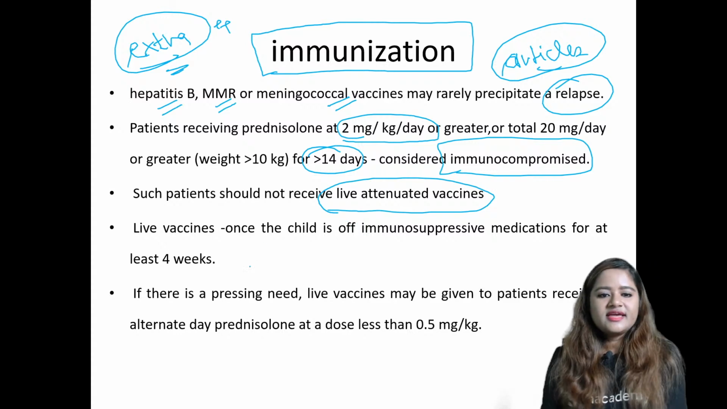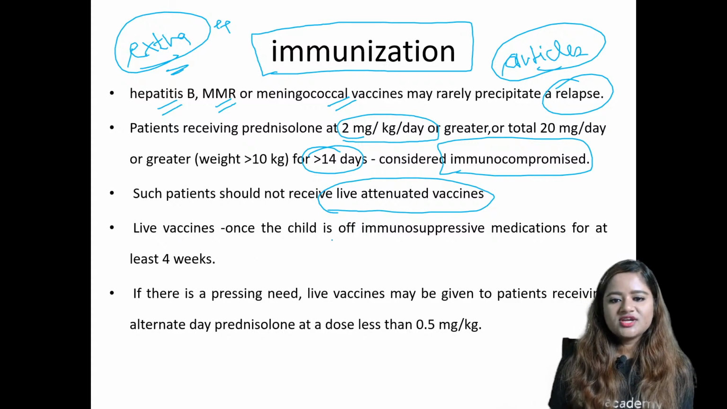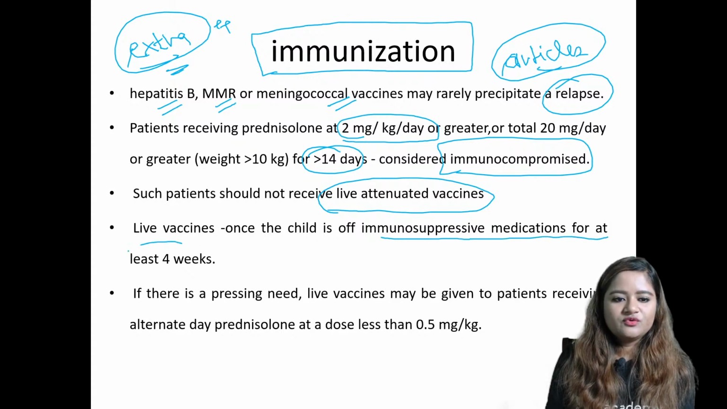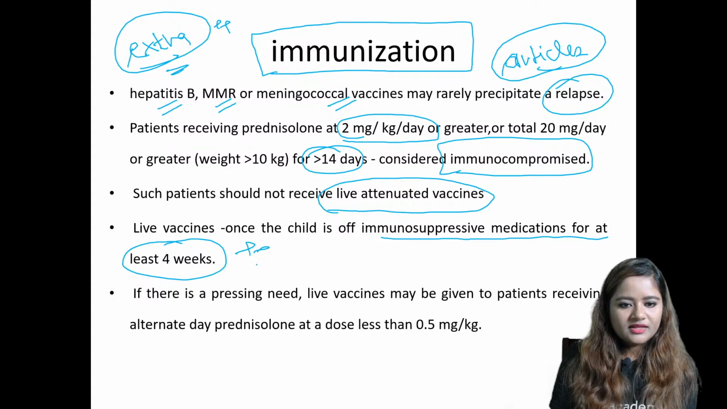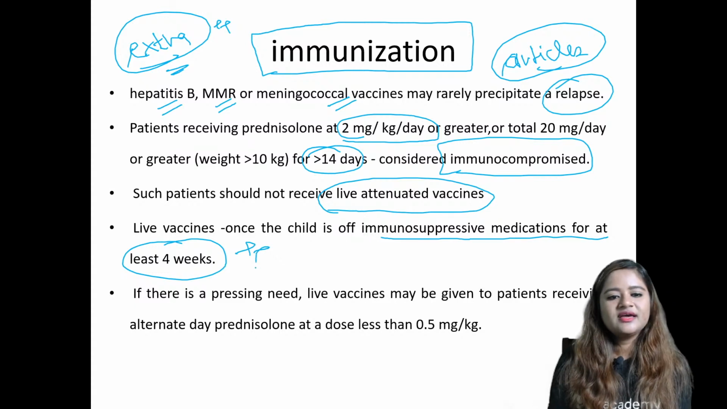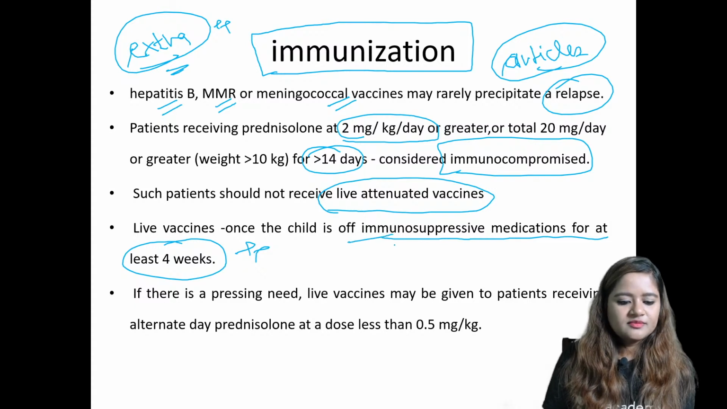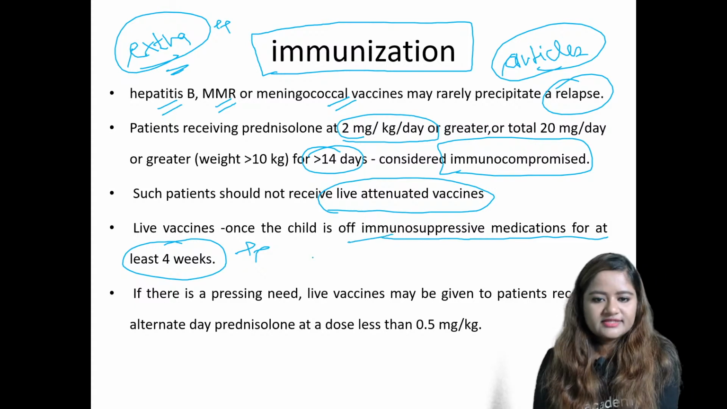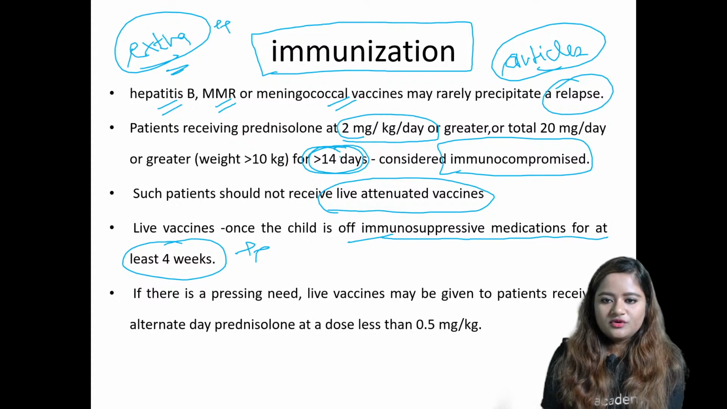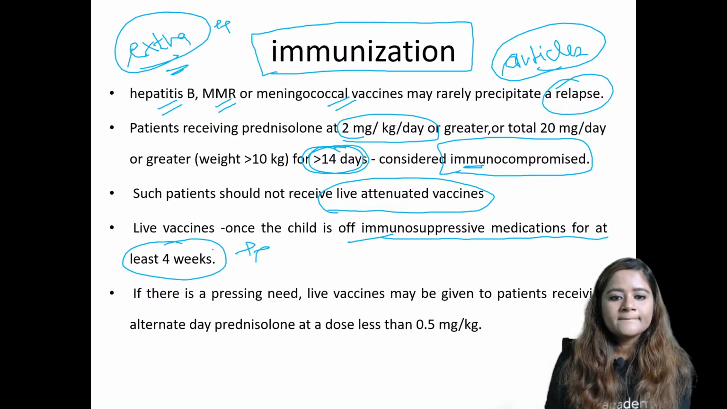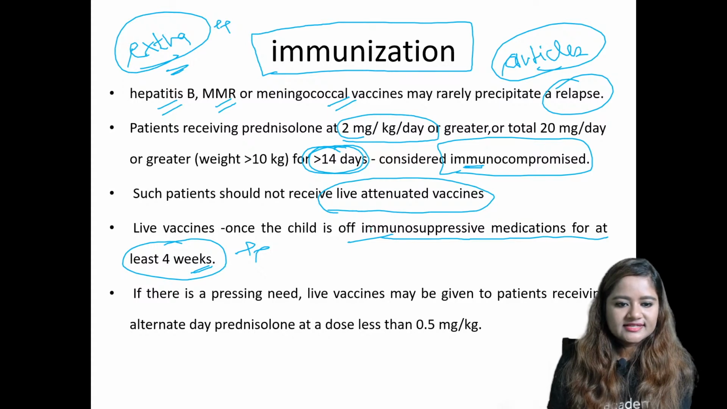ठीक है. Next thing, live vaccines once a child is off immunosuppression medications for at least 4 weeks. कब दोगे? जब आपने स्टेरॉइड थेरेपी बंद कर दिया है, after 4 weeks you can give live attenuated vaccine in patients who were treated for nephrotic. ठीक है. So 14 डेज तक जो फुल डोज स्टेरॉइड पे है उनको इम्यूनोकॉम्प्रोमाइज्ड की तरह कंसिडर करते हैं. Once they are off the steroid therapy for 4 weeks, then you can give them the live attenuated vaccines.